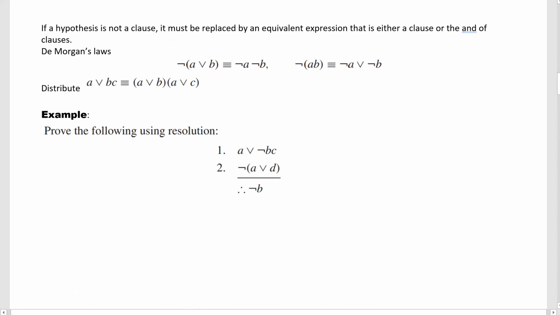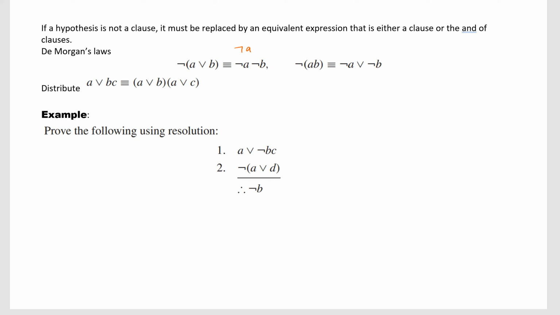If a hypothesis is not a clause, it must be replaced by an equivalent expression that is either a clause or the and of clauses. Okay, what is this? Consider the following De Morgan's laws. Okay, so we have not (A or B). Well, what is that?